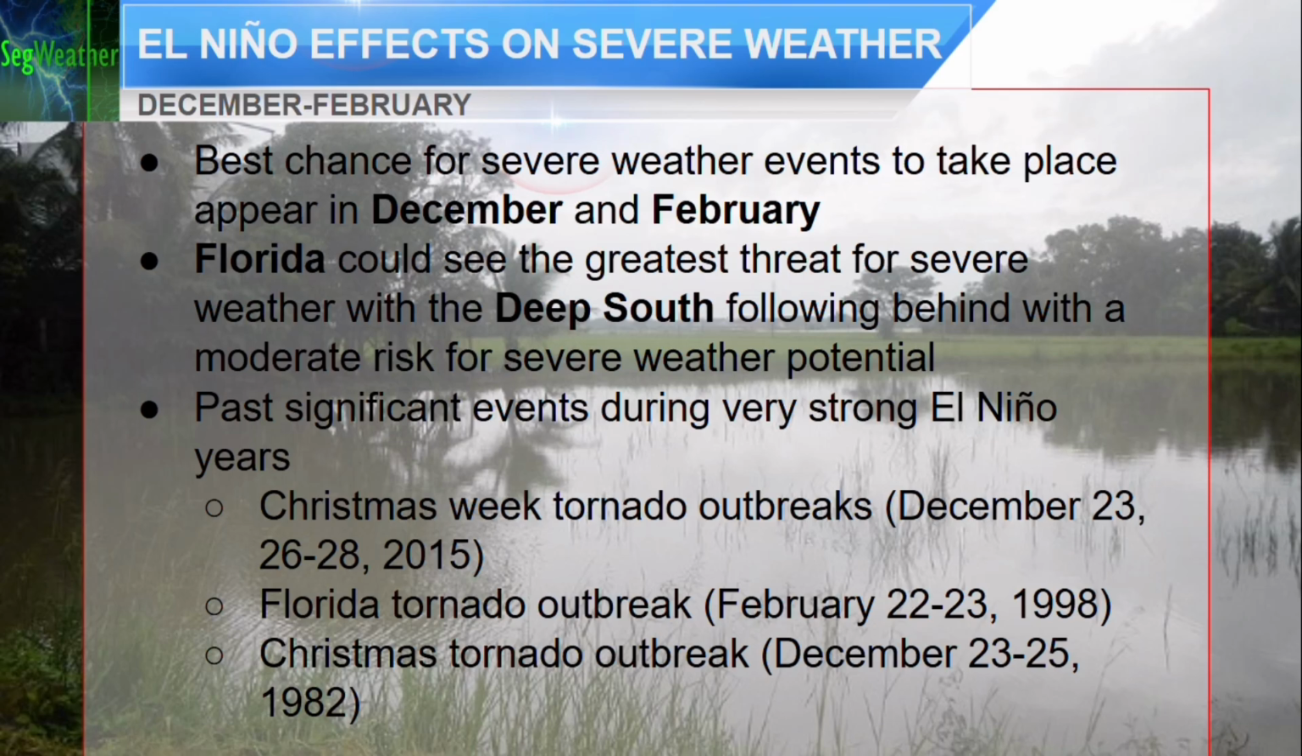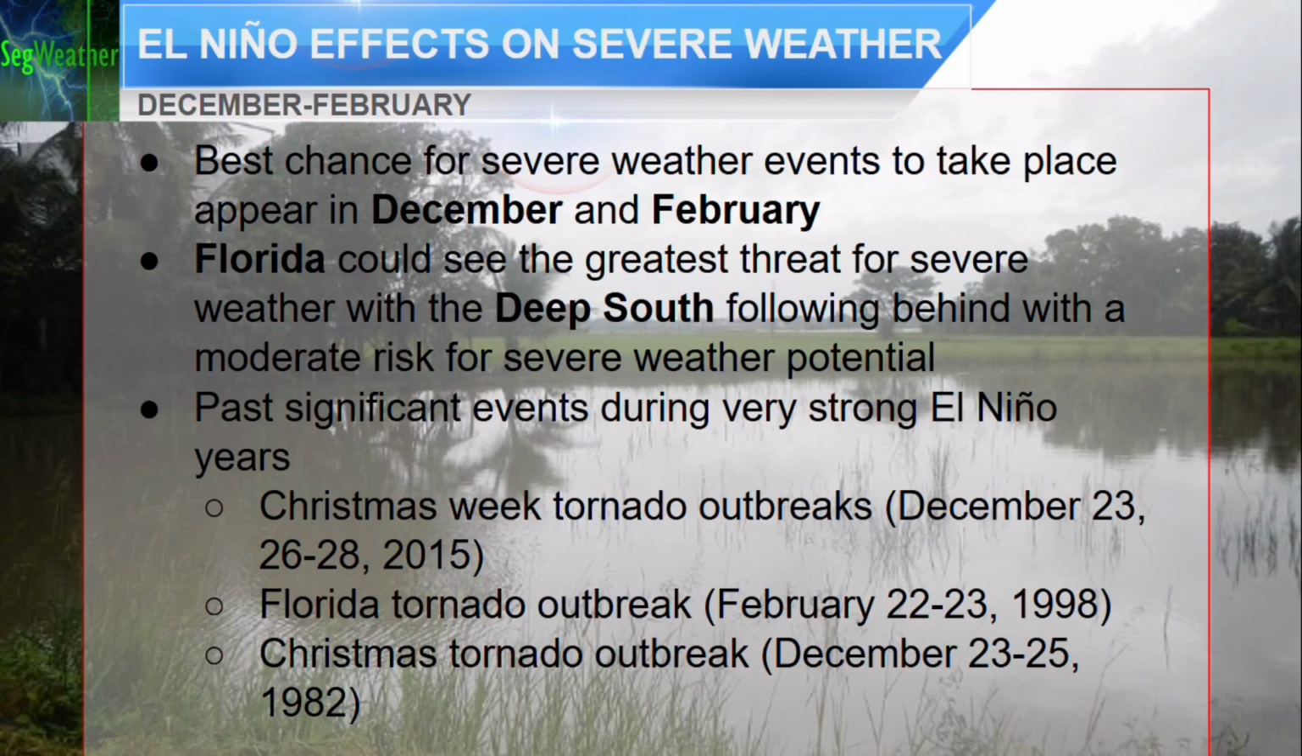And now we move on to severe weather, which is another big impact of El Nino, as typically El Nino does bring a better chance for severe weather events, especially in December and again in February, is what we've typically seen with these past events. And then Florida, unfortunately, you guys are underneath the greater threat for that to occur, as El Nino highly favors that area for greater severe weather potential. And even deep south, you're also not safe.